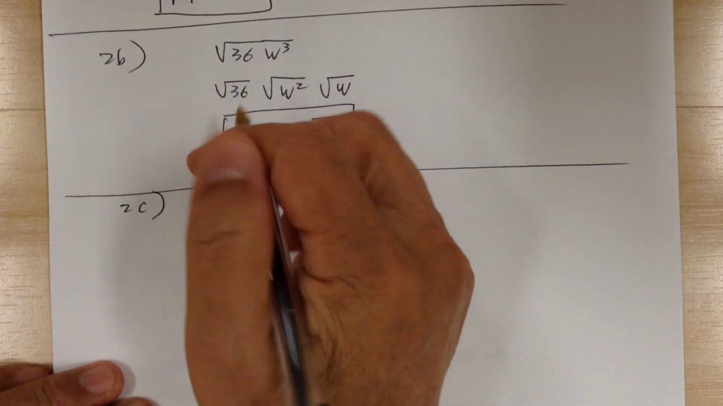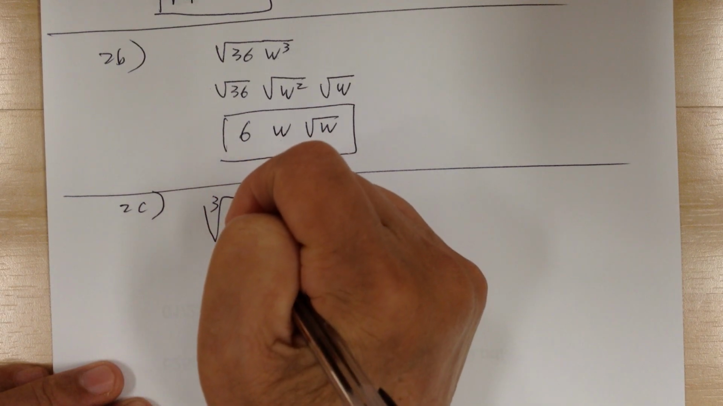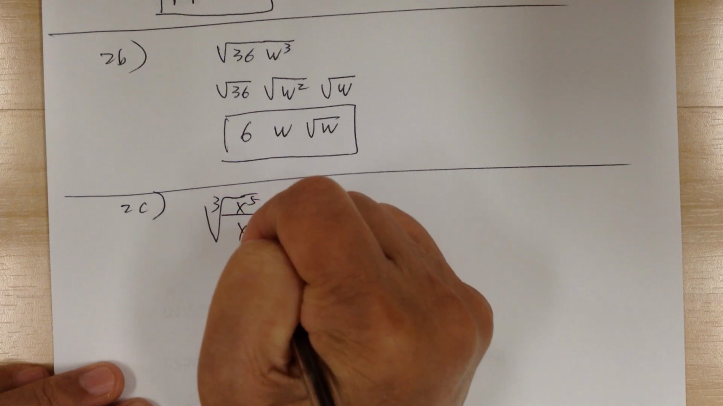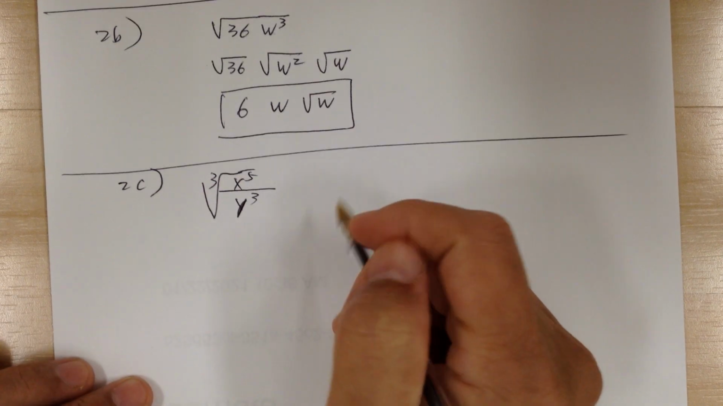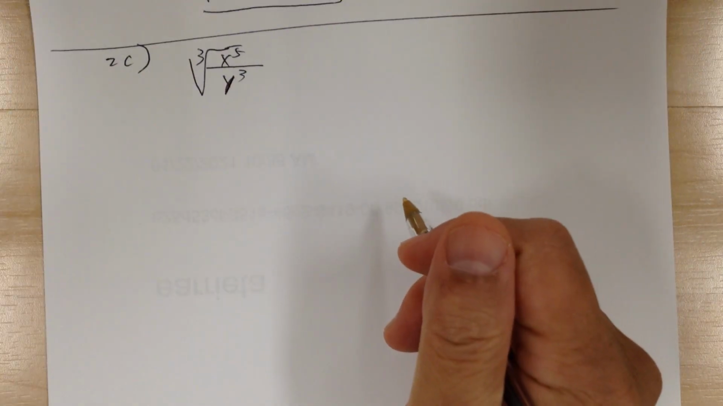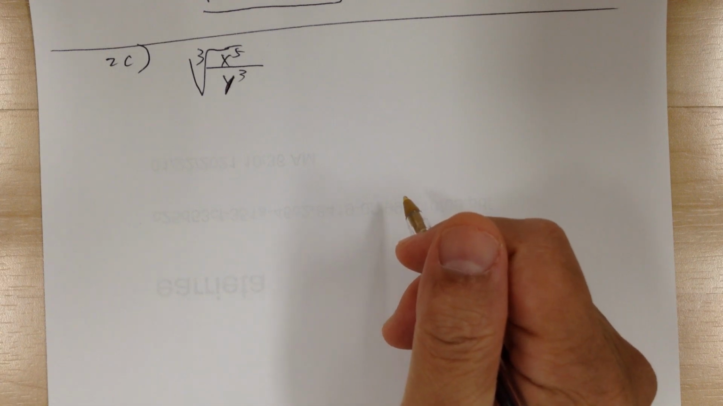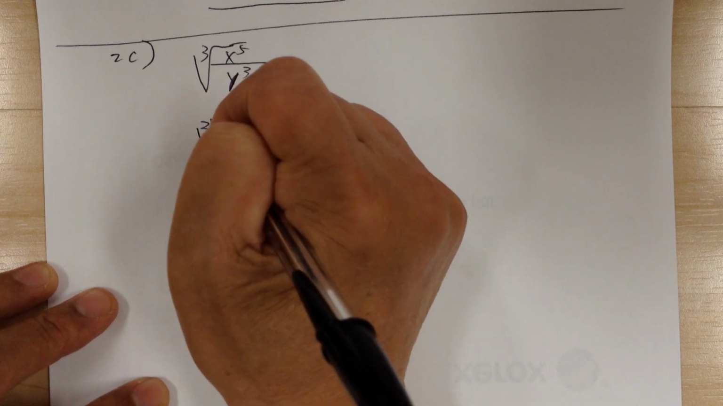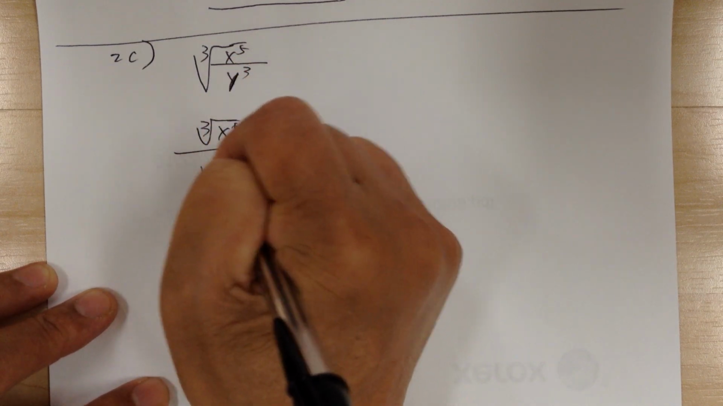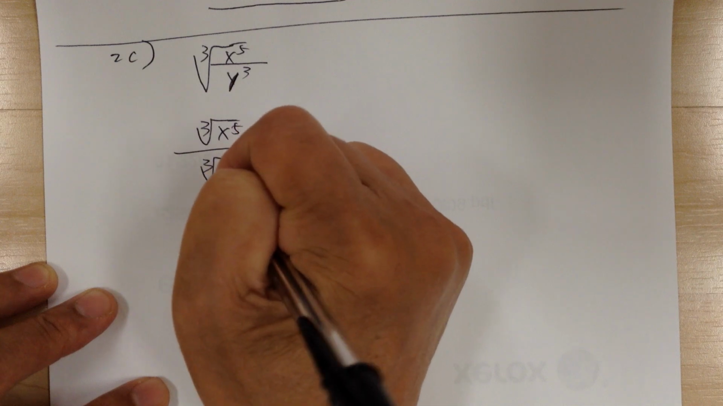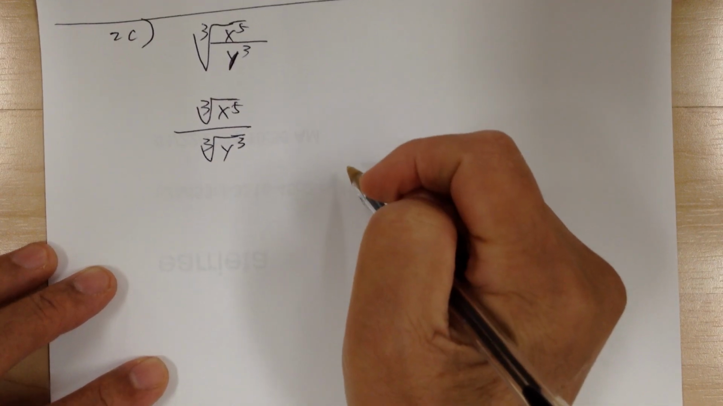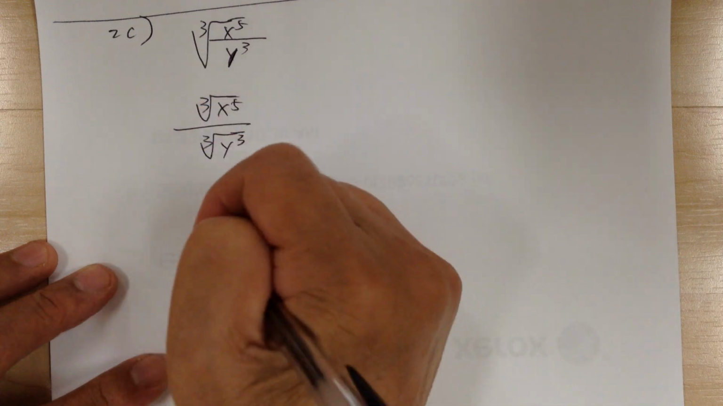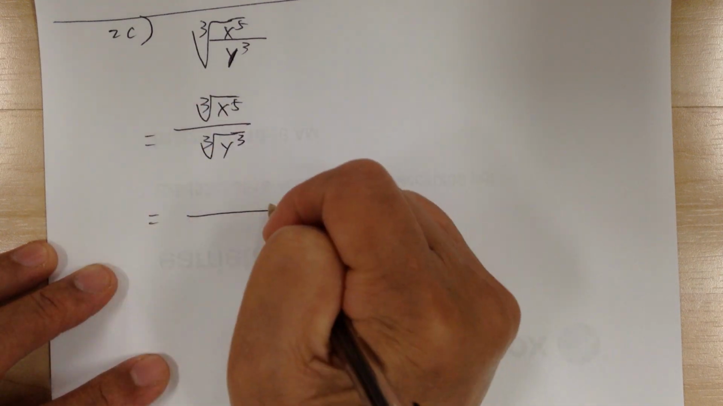Okay, example 2c. You have the cube root of x to the 5 over y to the 3. So you can go and separate each part. So you're going to have the cube root of x to the 5, and you're going to have the cube root of y to the 3. Now over here, again, you can skip this next step if you become more proficient.